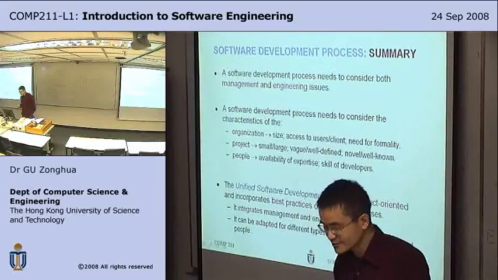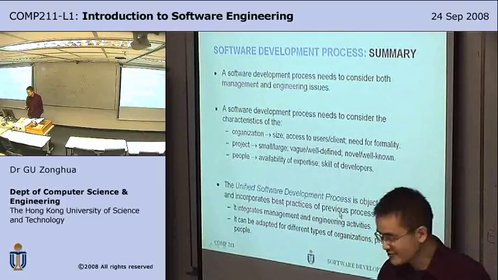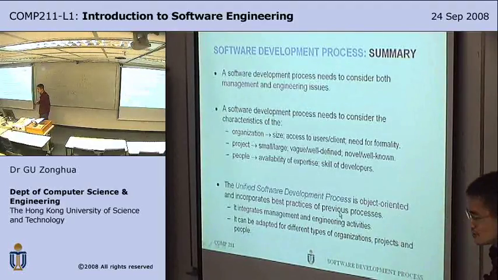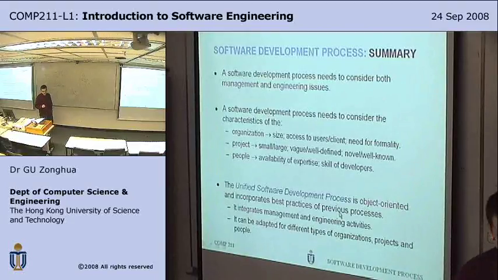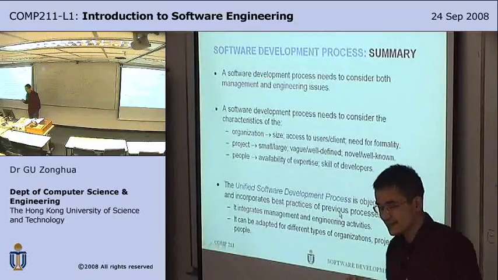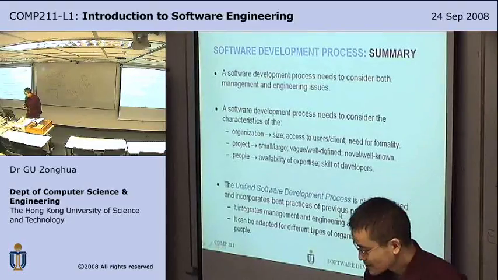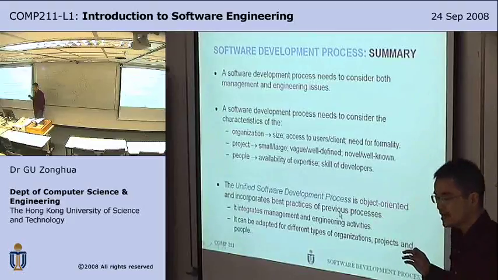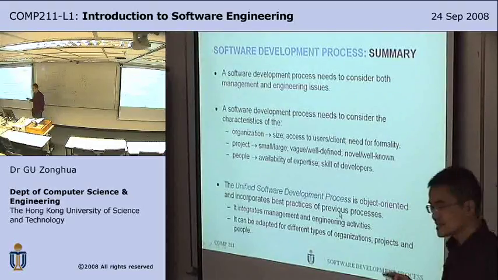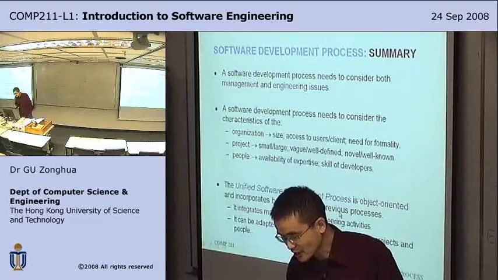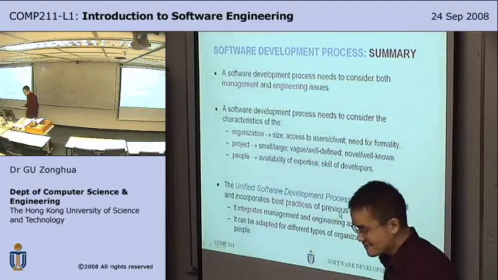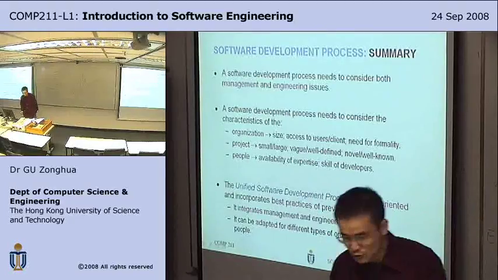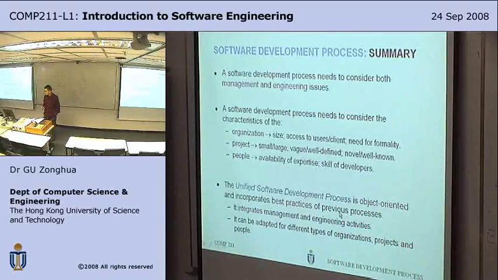And a project, is it small or large? Is it vague or well-defined? Is it novel or well-known? If it's vague, which means that the requirements are not very clearly specified, then waterfall is infeasible. If it's well-defined, then perhaps waterfall is okay. If it's small, then perhaps you can try an agile process. If it's large, then agile doesn't work. If it's a novel project that has never been done before, then perhaps you need a different process. And people, including availability of expertise and skill of developers.